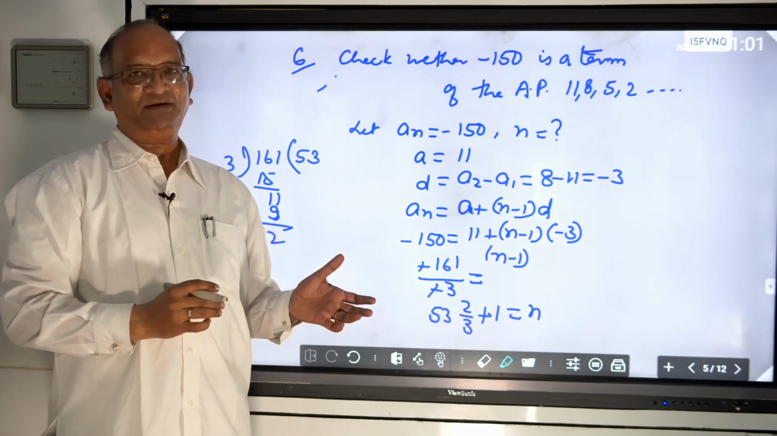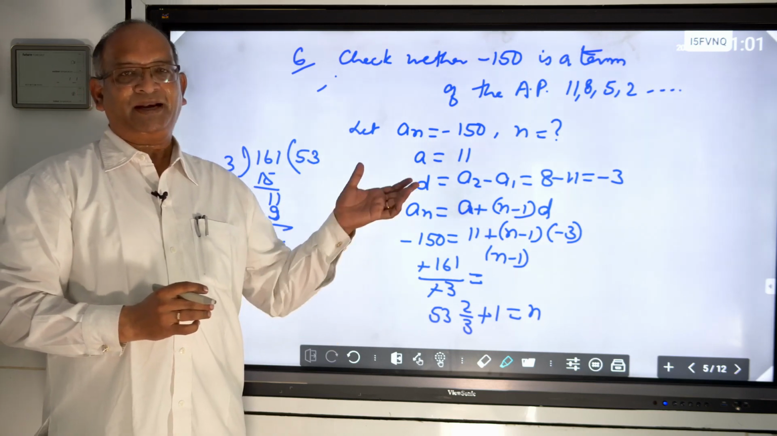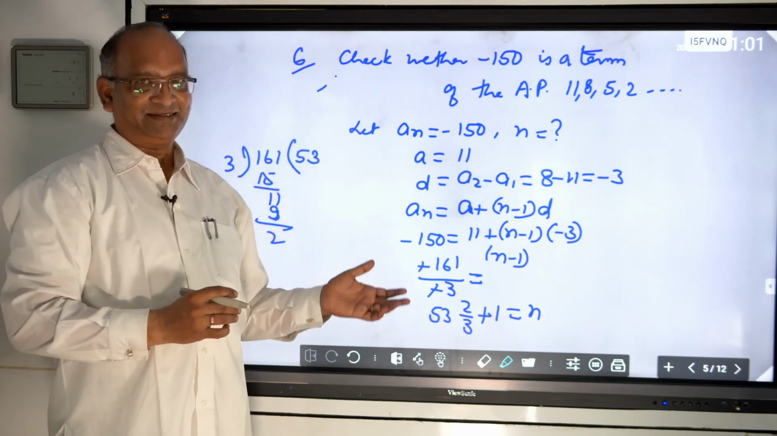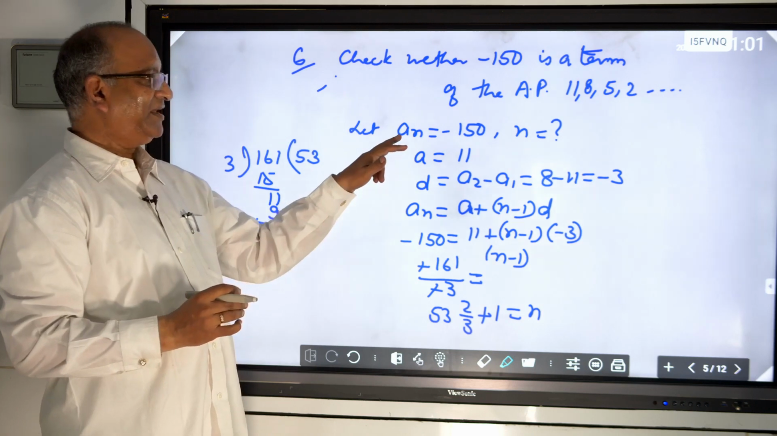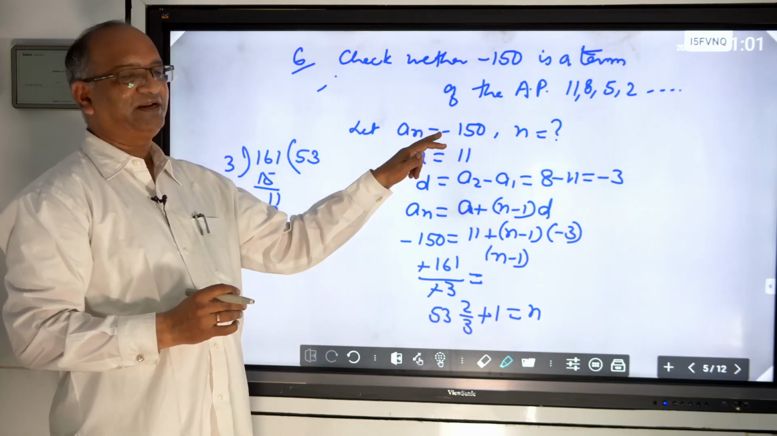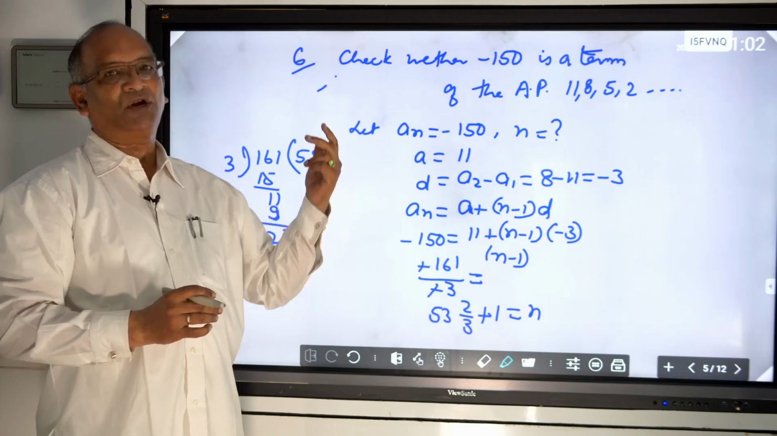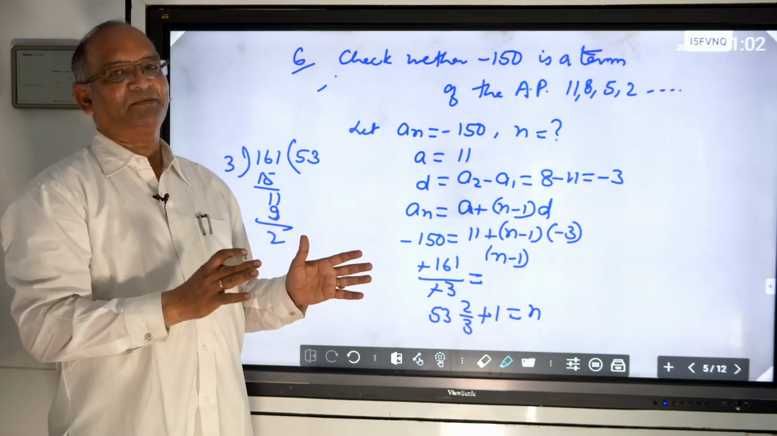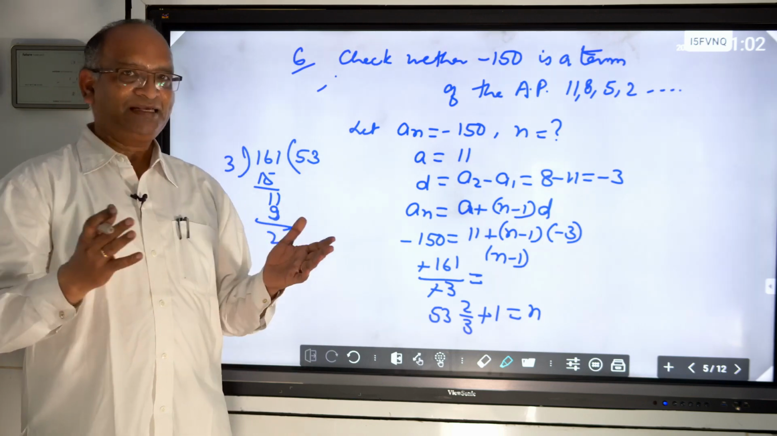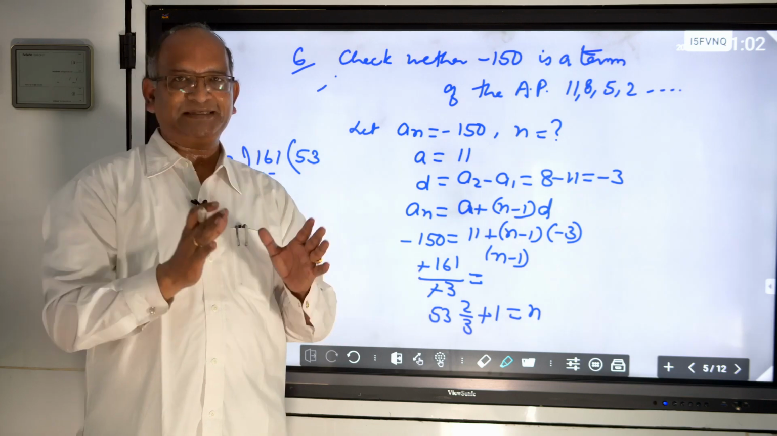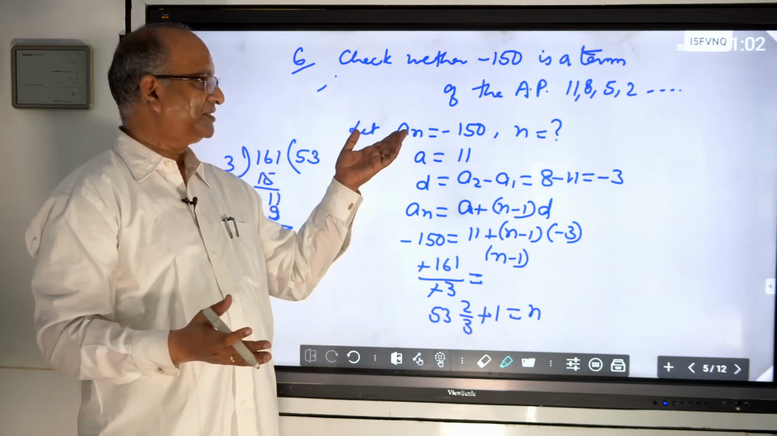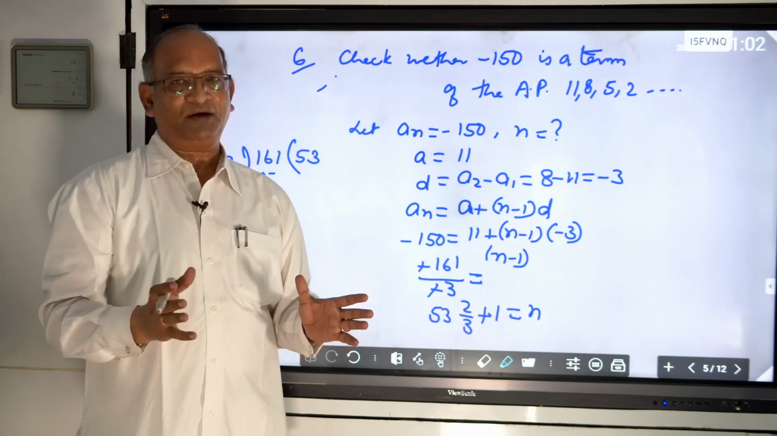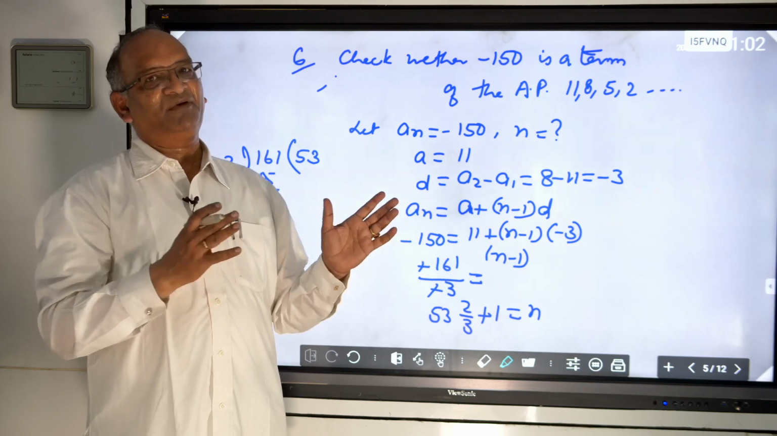Since it is a fraction, it cannot be number of terms, because number of terms are always positive integers. Conclusion, that what we assumed, that is nth term is minus 150, is wrong. What do you mean by saying it is wrong? It does not belong to this particular arithmetic sequence. So we can easily find out whether a term belongs to a sequence or not, just by using the same formula.